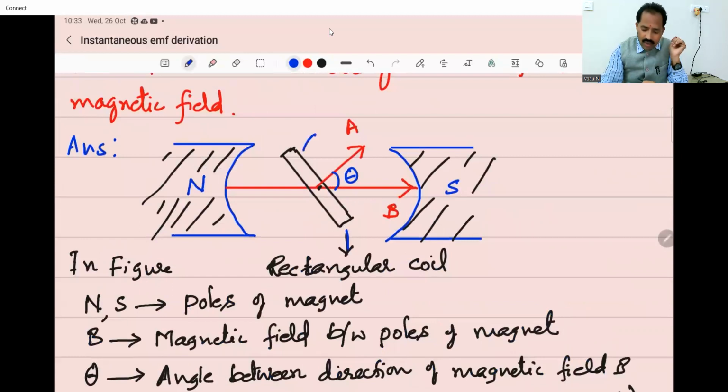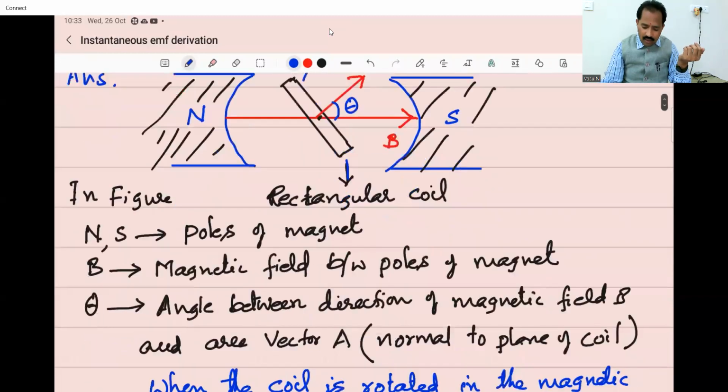This is called a rectangular coil. Remember, these are cylindrical pole pieces, you can imagine. In the middle, there is a coil, and it can rotate like this. As the coil rotates, it cuts the magnetic lines of force. As a result, EMF is induced.